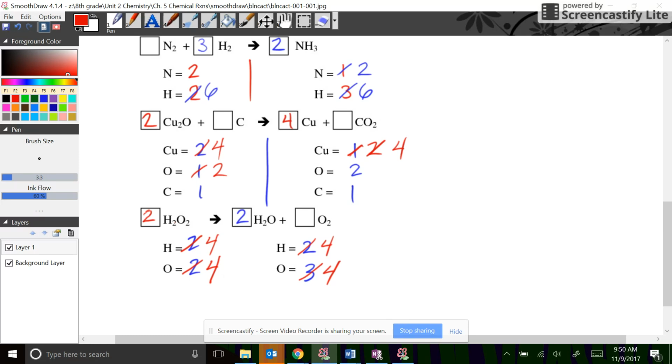Okay, so that finishes this page. What I would like you to try to do is try some on the next page, and I'll be putting together a video for that part. But in the meantime, see if you can try adding those coefficients and doing some counting for those.